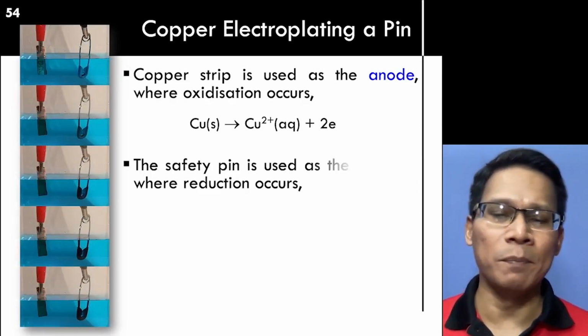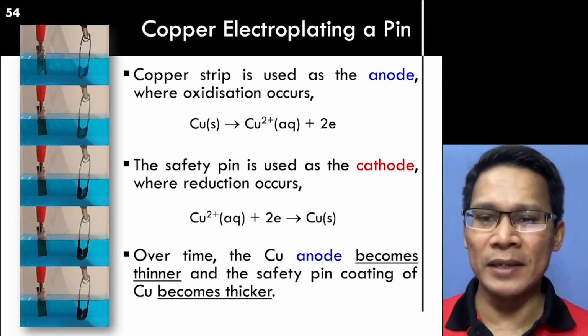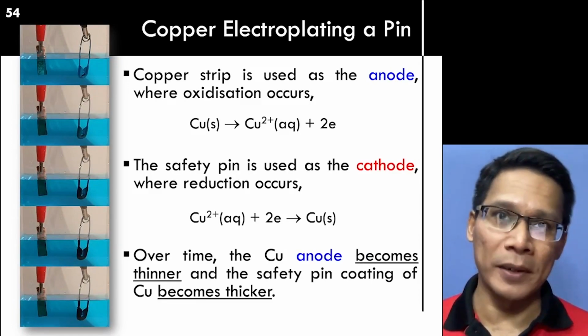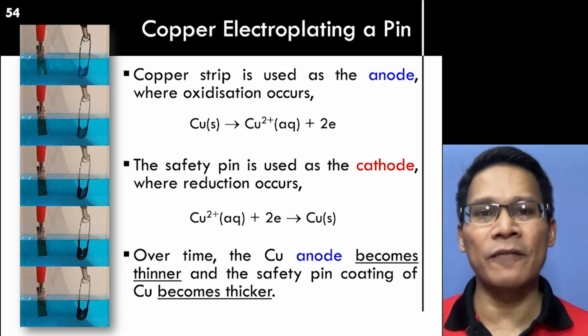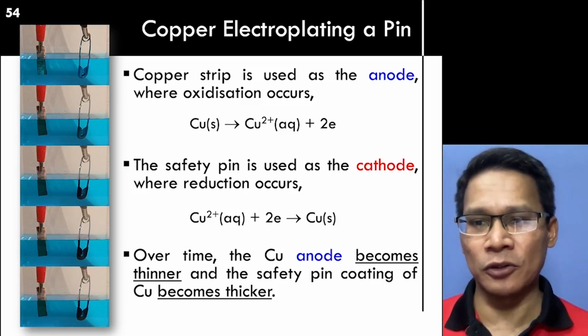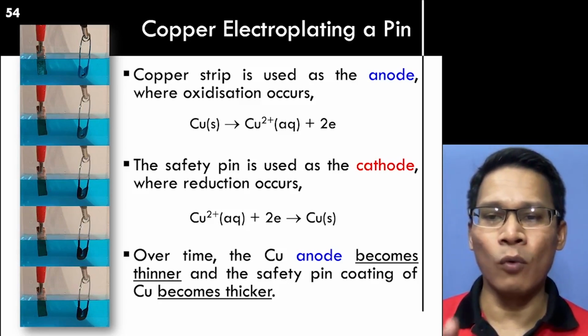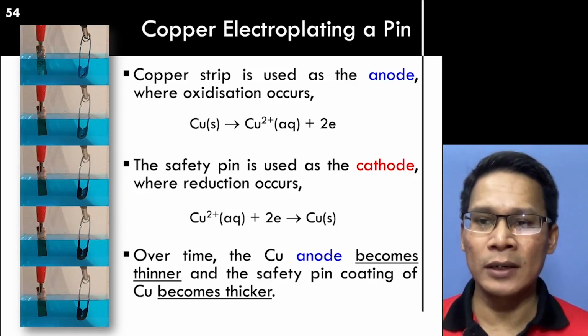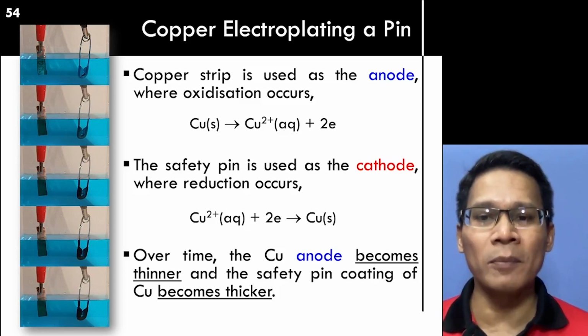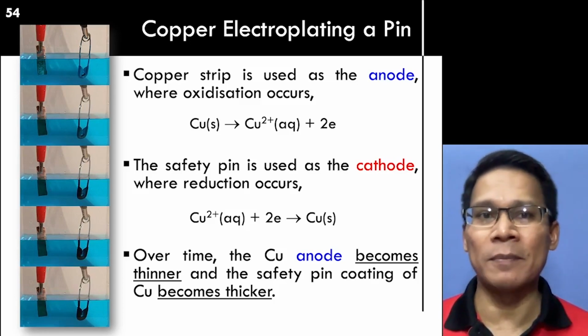Here is another example where your normal safety pin is electroplated with copper. Please pause this video and study the half reactions at the anode and cathode. Once again, notice that the item to be electroplated must become the cathode, while the metal used to form the coating must become the anode.